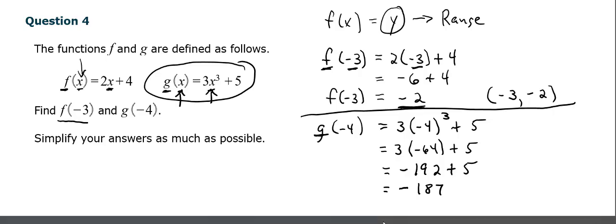So g of negative 4 equals negative 187. So again, if we wanted to write it as an ordered pair, negative 4 is what we use for x, and our y value, or our range value, is negative 187.